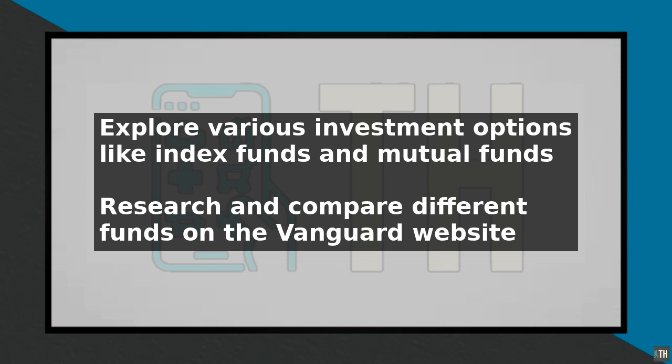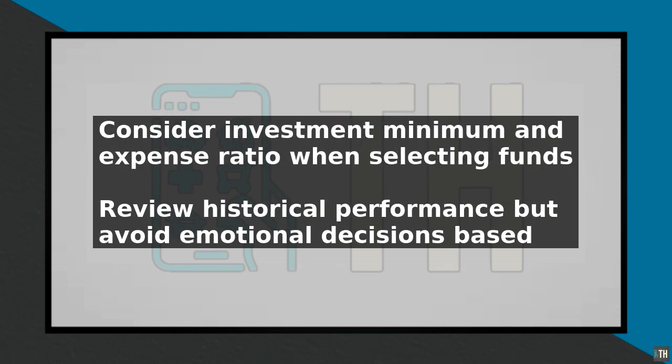When selecting a fund, consider the investment minimum, expense ratio, and historical performance. The investment minimum is the minimum amount of money required to invest in a fund, while the expense ratio is the annual fee charged by the fund. Historical performance is also important, but keep in mind that past performance is not a guarantee of future results.